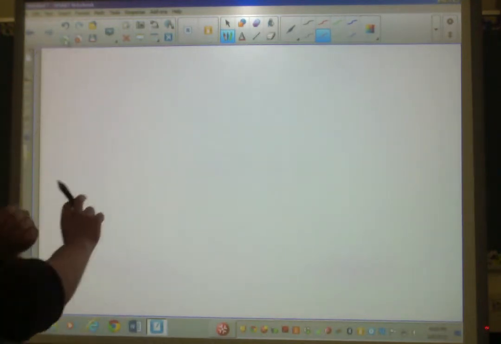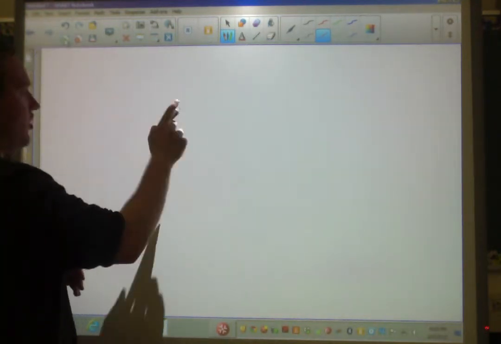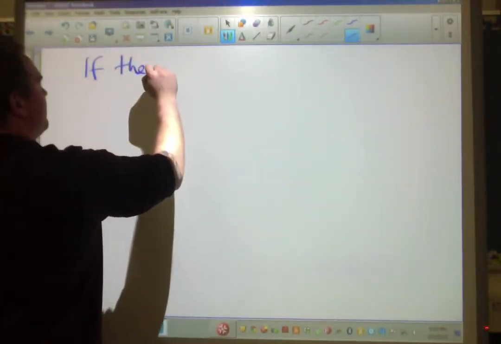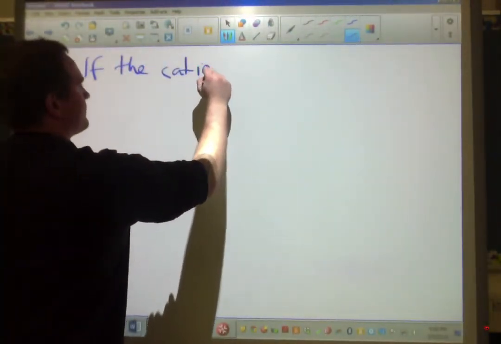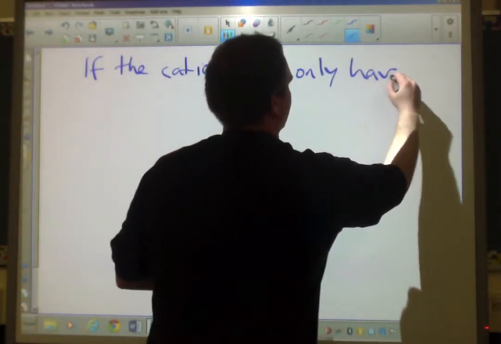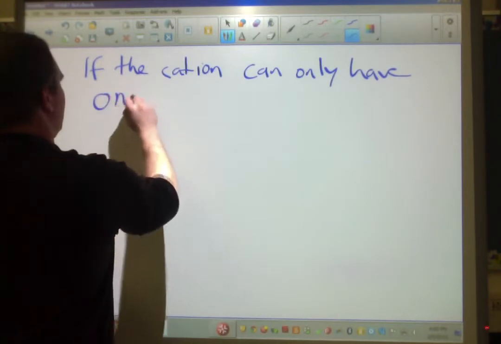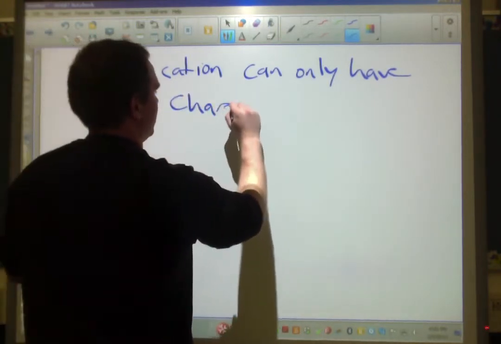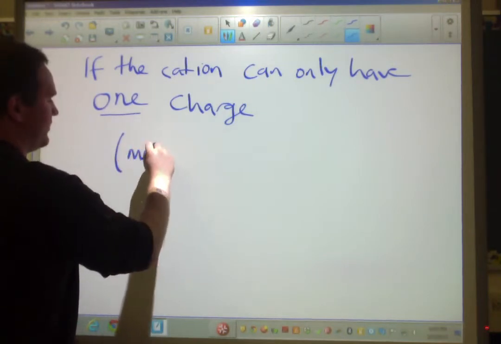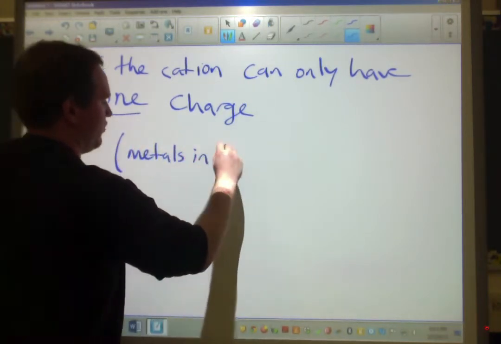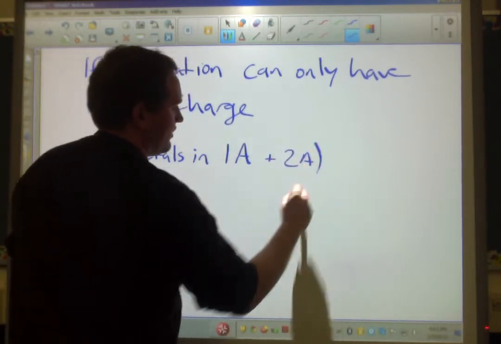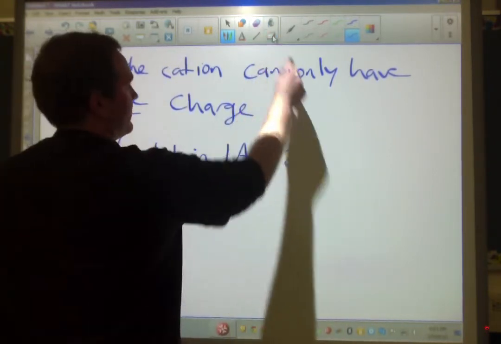So I'm going to start with the no. So let me write, if the cation can only have one charge, examples are metals in 1A and 2A. Doesn't include hydrogen. Remember, hydrogen's a nonmetal.